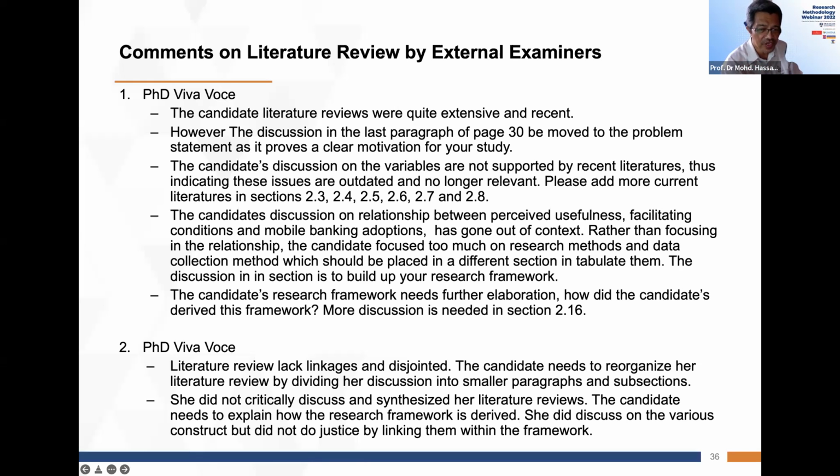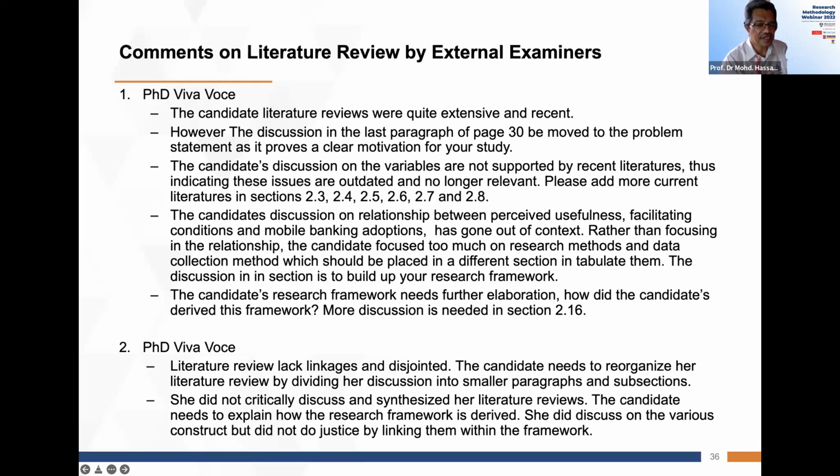So it's very important that you ensure your literature review is very recent. The examiner suggested, please add more current literature. Basically, this particular candidate did not really update the literature. As you can see, a lot of the discussion in sections 2.3 until 2.8 has not been updated. So you must ensure that you have the most recent literature review.